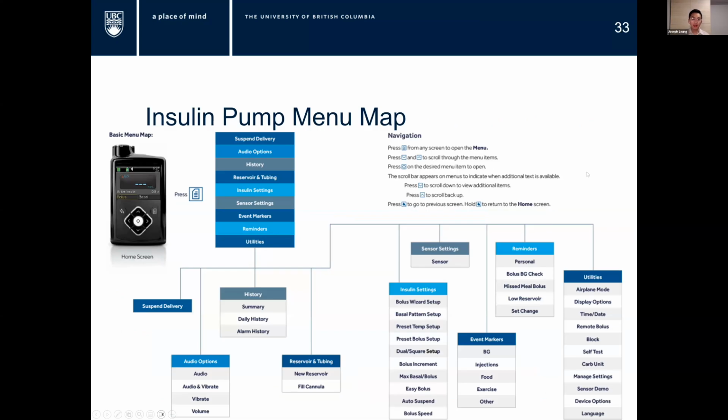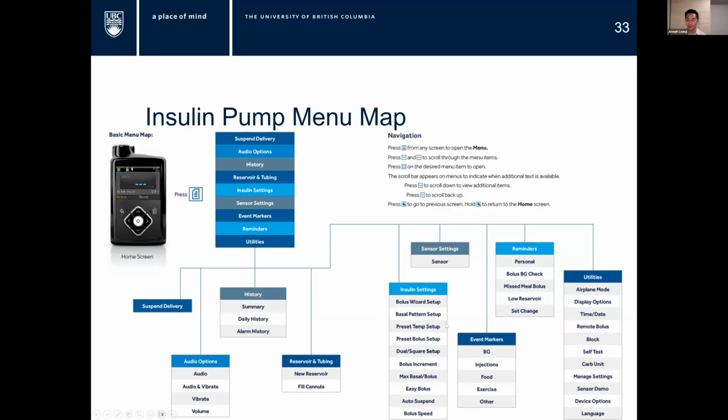One other concept I want to bring up is the menu map. In this particular example, this is the Medtronic pump. You can search for these menu maps online. There are paper copies of them that you can perhaps ask the insulin pump companies or the reps for as well. Sometimes you might be going through an insulin pump setting change with a patient, but you're not sure how to get to it. This helps you to find the particular setting that you're looking for.